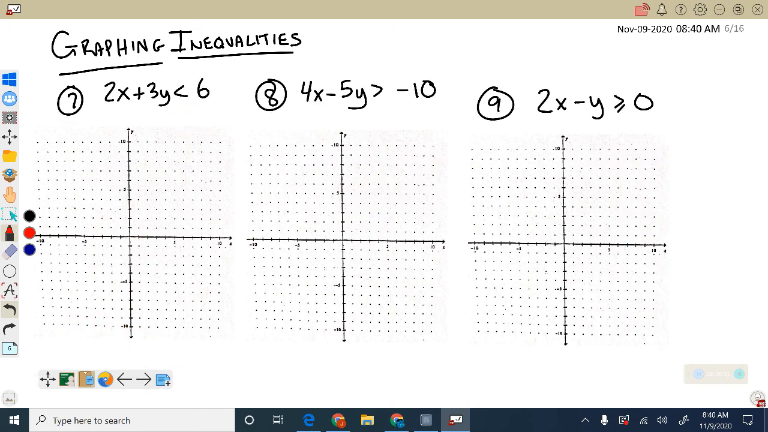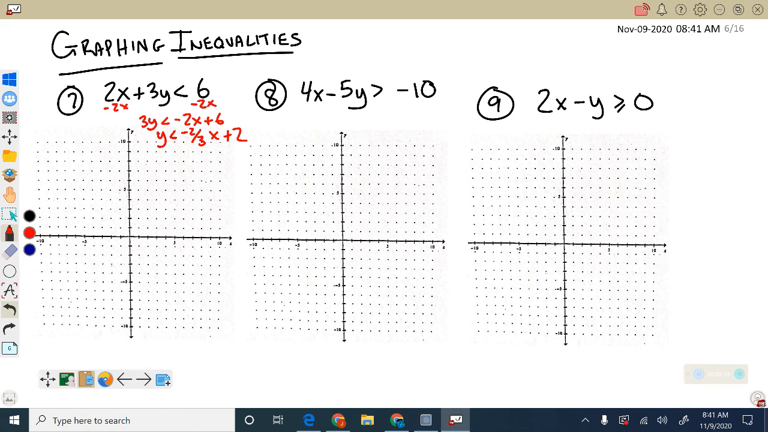All right, one final set, and these ones you guys did pretty well on before. Let's make sure we're still good with them. Solving for y if y is not already by itself. So to do that, I need to subtract 2x on both sides here with this first guy. Leaves you with 3y is less than negative 2x plus 6. Divide everything by 3. Y is less than negative 2/3 x plus 2.